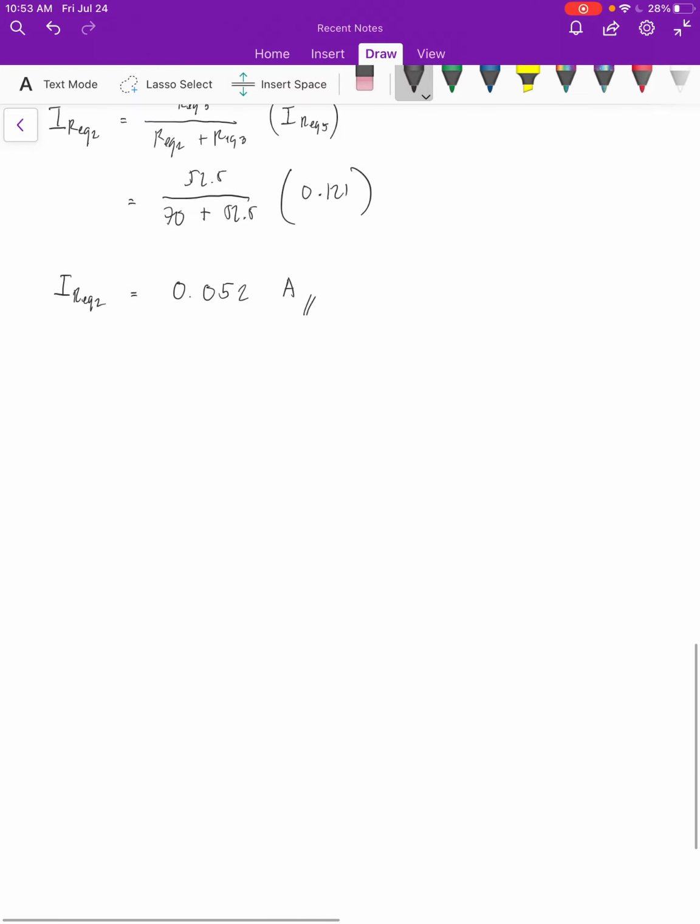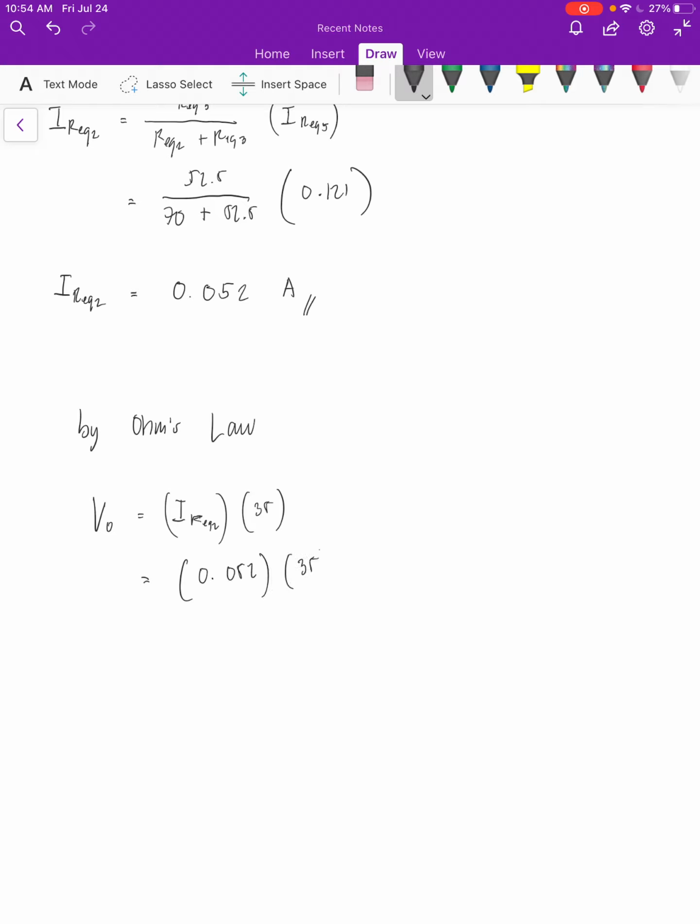So this is a lengthy solution. By Ohm's law, VO is equal to I Req2 times 35, and we know that the current at Req2 is 0.052 amperes, so we multiply that with 35 ohms and we can now solve the value for VO. 0.052 times 35 is equal to 1.82 volts. So that's our final answer right there.